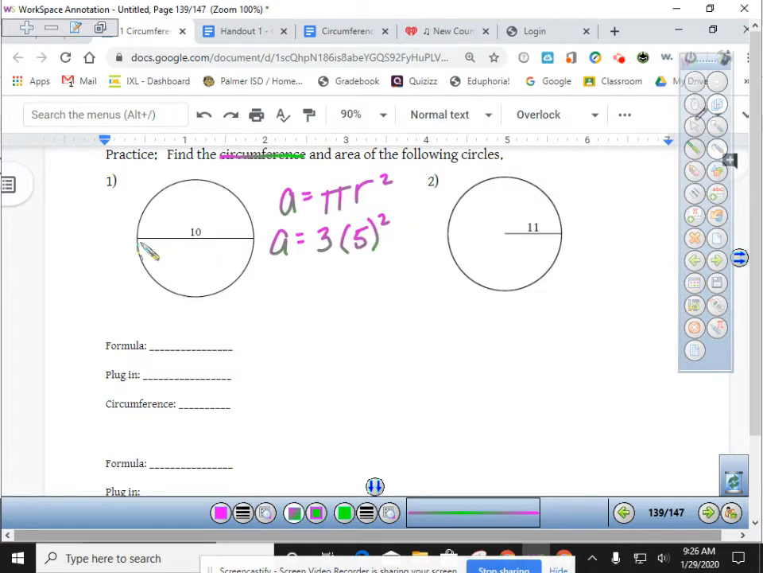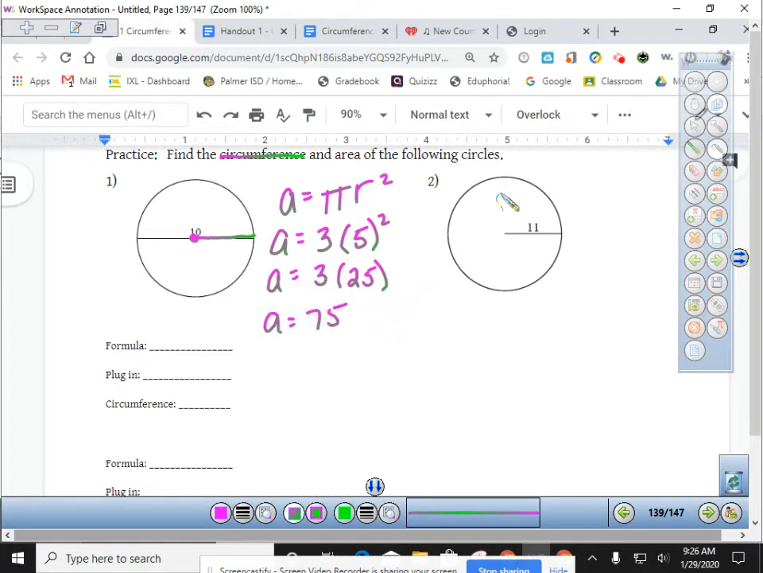You say this is the diameter? Oh, that's fine, you can write it. I usually do that with word problems, but that's fine. It's just because y'all get ahead of yourselves and you don't pay attention. What's 5 squared? 25. And what's 3 times 25? 75.